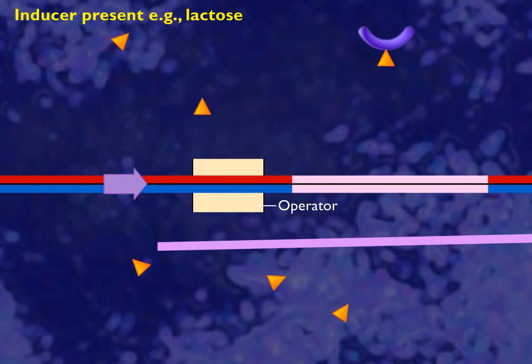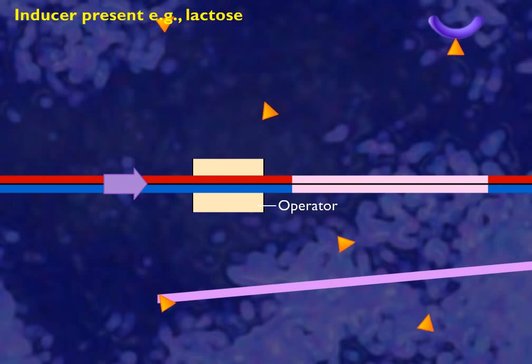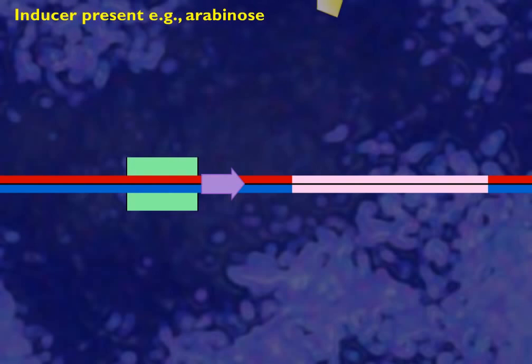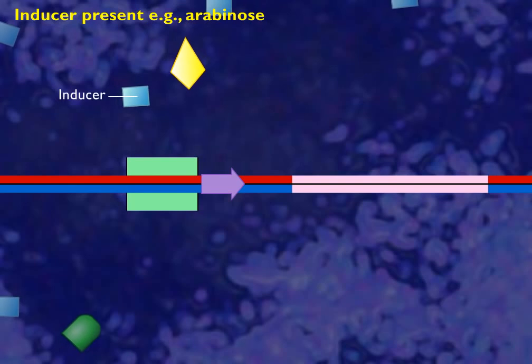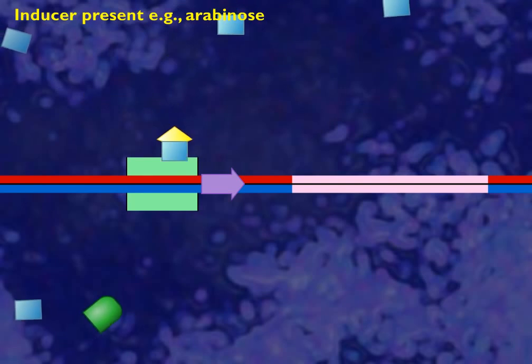Some degradative pathways are regulated by an activator protein. An activator is a regulatory protein that facilitates transcription by binding to DNA. Activators must react with the substrate that they regulate, such as arabinose, before they can bind to the DNA. The binding of the activator to the activator binding site on DNA enhances the ability of RNA polymerase to bind to the promoter site.